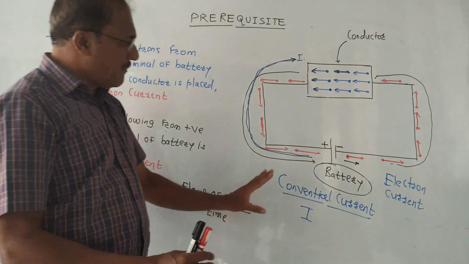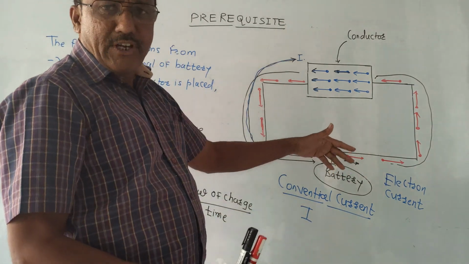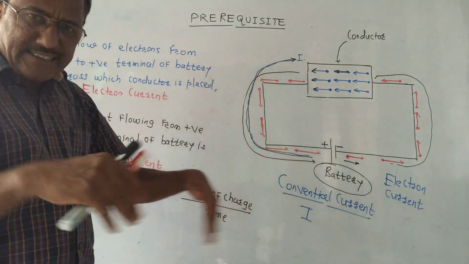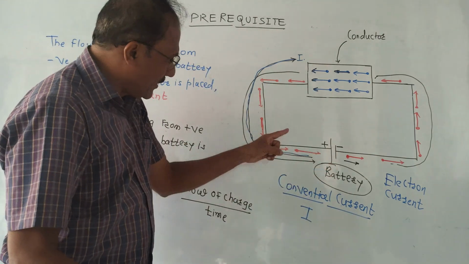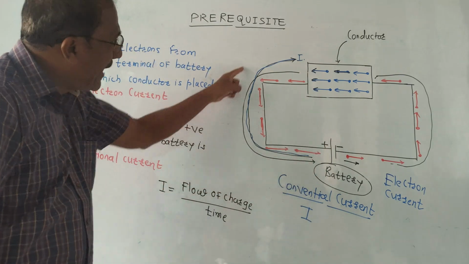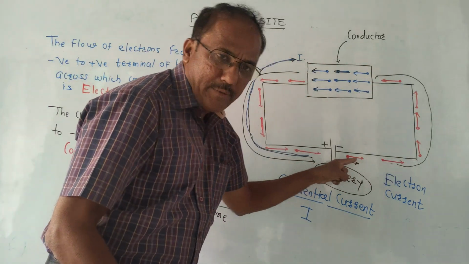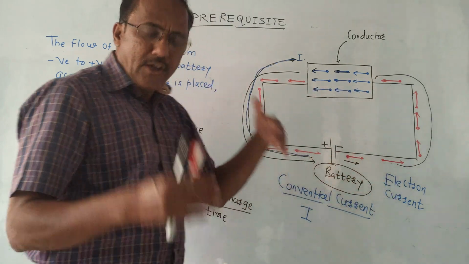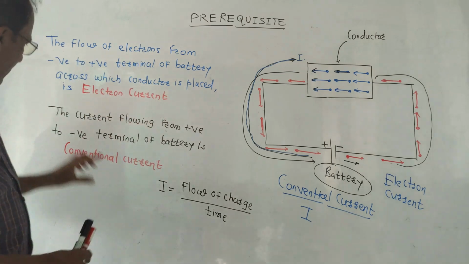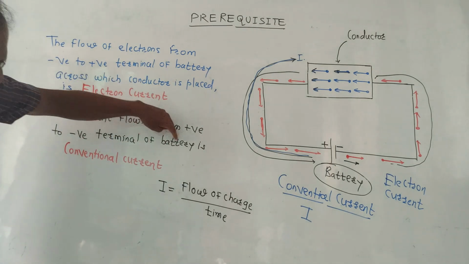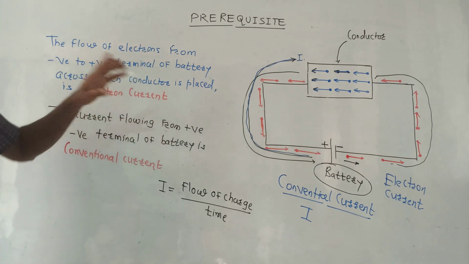But as I said, throughout the subject we will be using conventional current. Conventional current is in the opposite direction to that of electron current, which is the current flowing from the positive terminal of the battery towards the negative terminal of the battery. If you want to define it: the current flowing from positive to negative terminal of the battery is called conventional current.